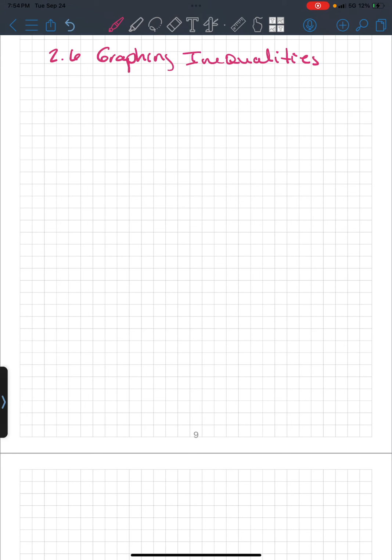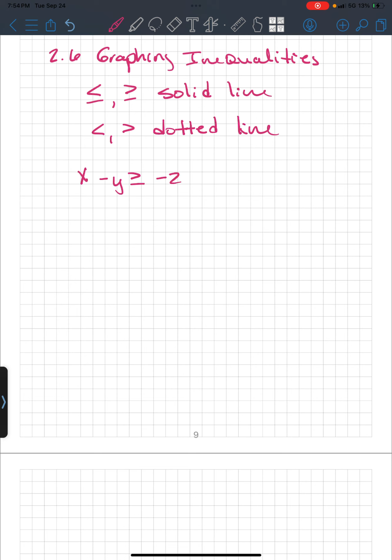In 2.6, starting on page 88, we start graphing inequalities. The biggest thing you need to know here is if it has this or this, it is going to be a solid line. And if you have this or this, it is going to be a dotted line. So we're just going to graph like normal, except we will use some shading. Colored pencils help with this. Remember, you don't have to shade it so heavy, just so you know to see.